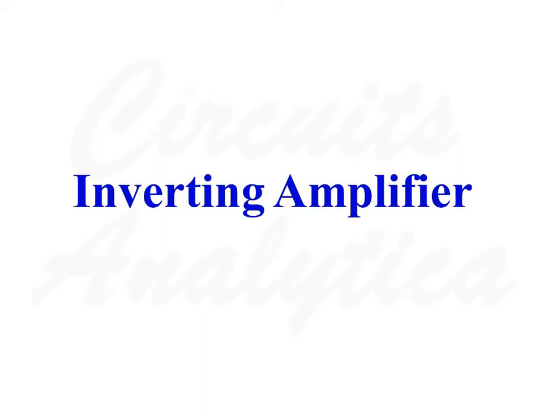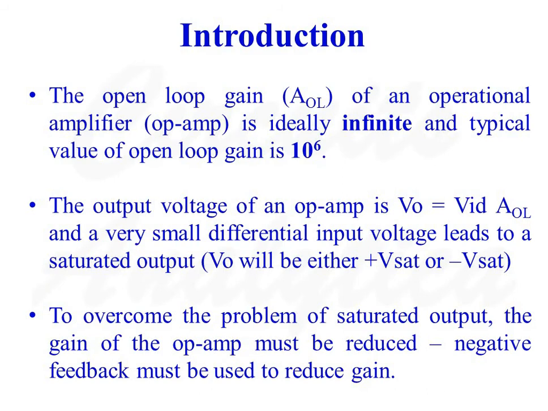In this video, we will be discussing the inverting amplifier. The open loop gain of an operational amplifier is ideally infinite, and a typical value of open loop gain is 10 raised to 6. The output voltage of an opamp is V0 equals VID into AOL, where VID is the differential input voltage and AOL is the open loop gain of the operational amplifier.